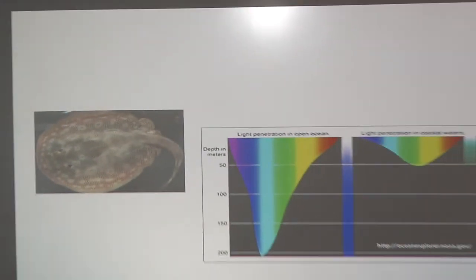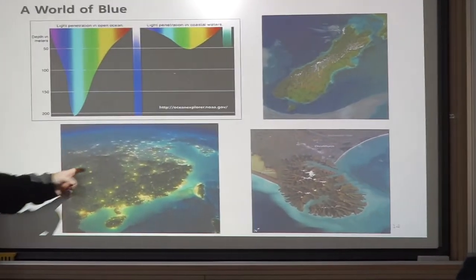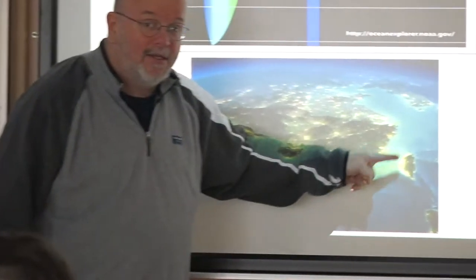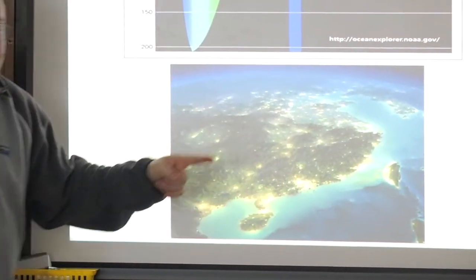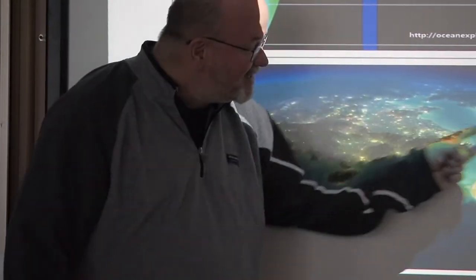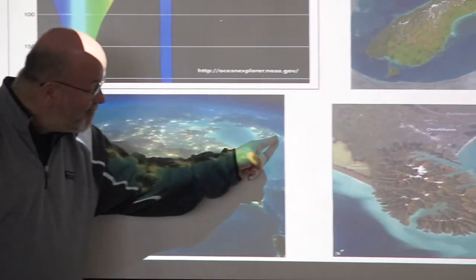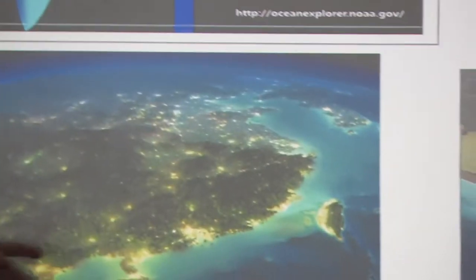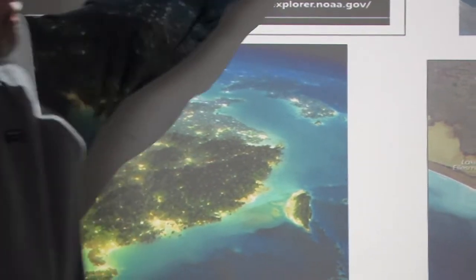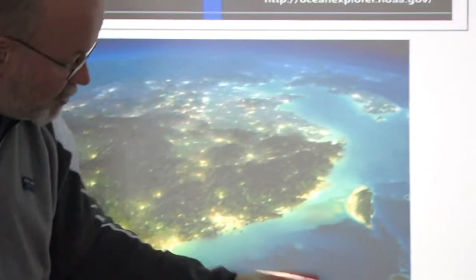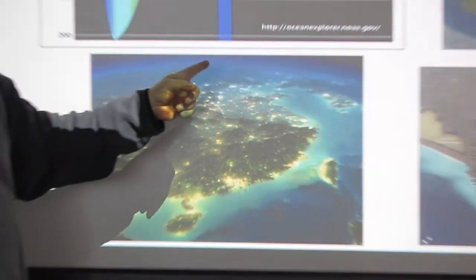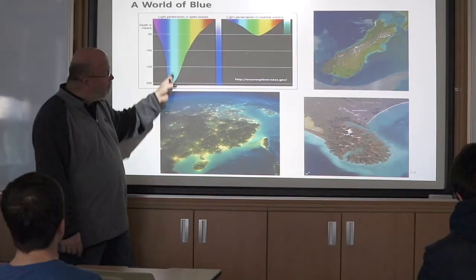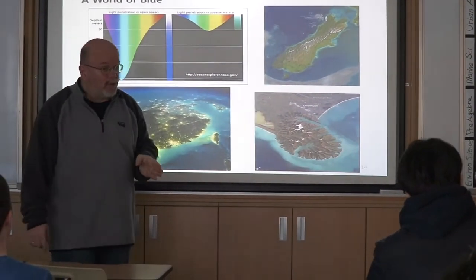Here, anybody know what island this is? Taiwan. This is Taiwan. This is China. And what is this? Korea. But the point here is that near the coast, you see that the water tends to be like this color. But deeper into the ocean, where there's no landmass, it tends to get more blue. And that means that more blue light is penetrating into the water as well.